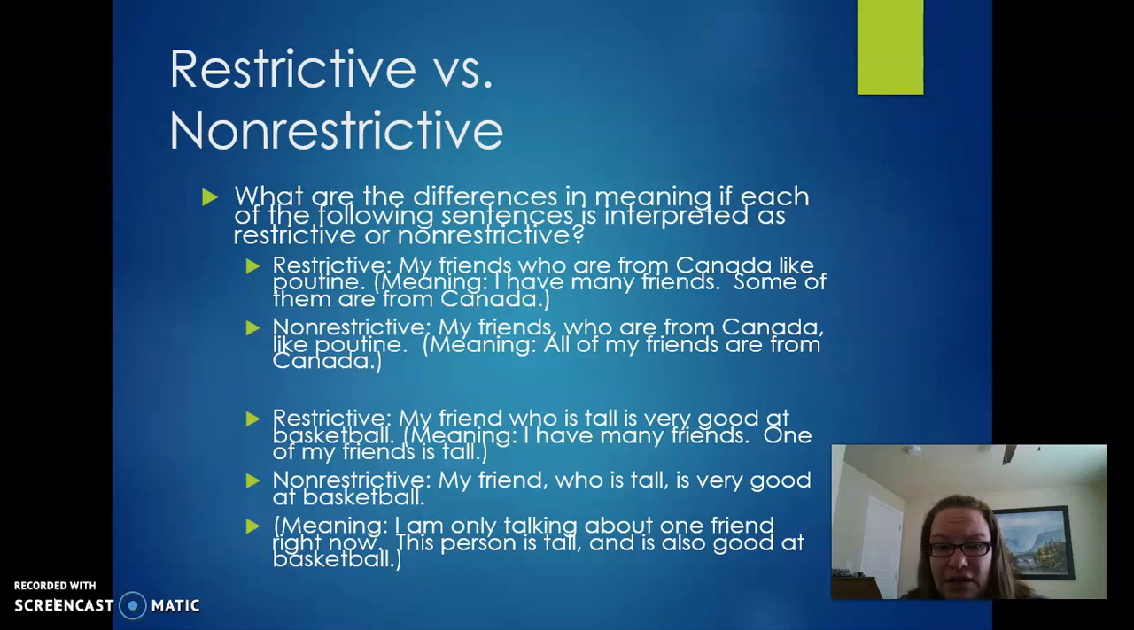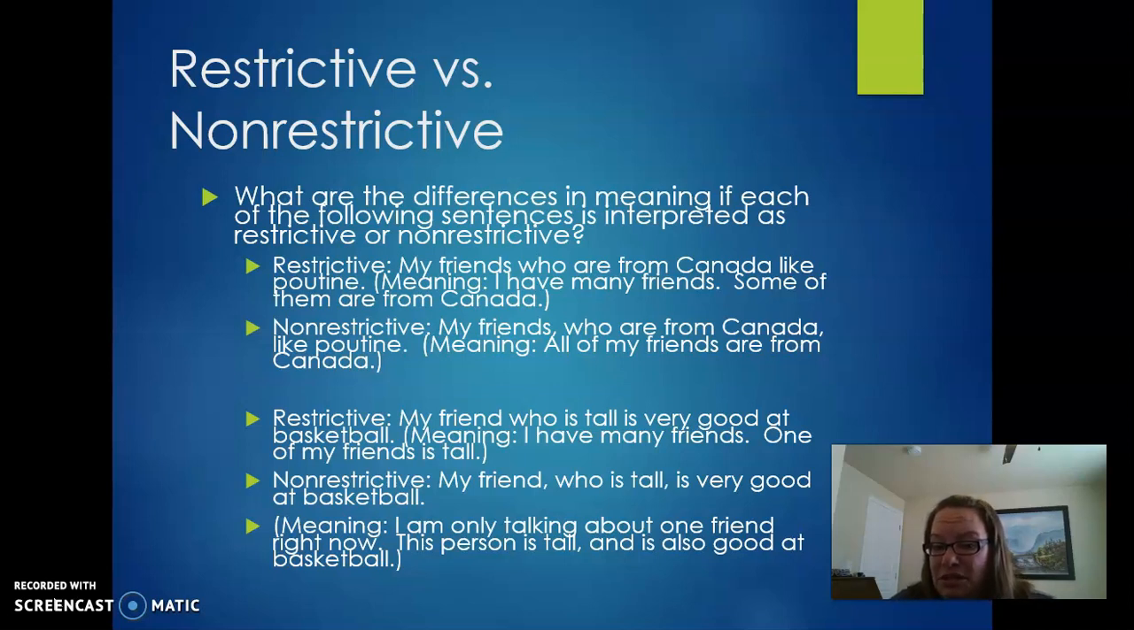Okay, in the second grouping, we have my friend who is very tall is good at basketball, and my friend, who is tall, is very good at basketball. In the first one, I have many friends and one of my friends is tall. And in the second one, maybe I've been talking about one friend for a long time, or I only have one friend.